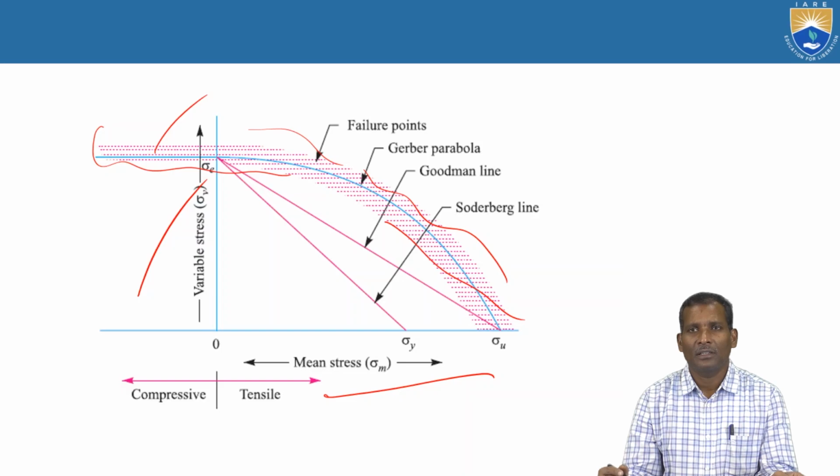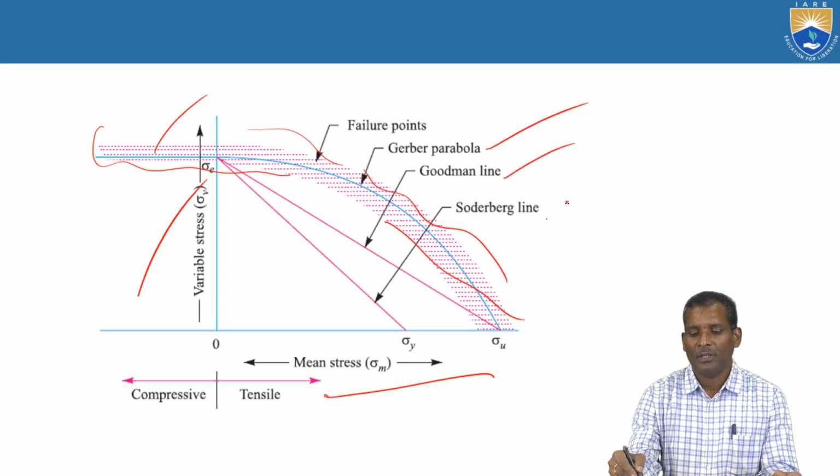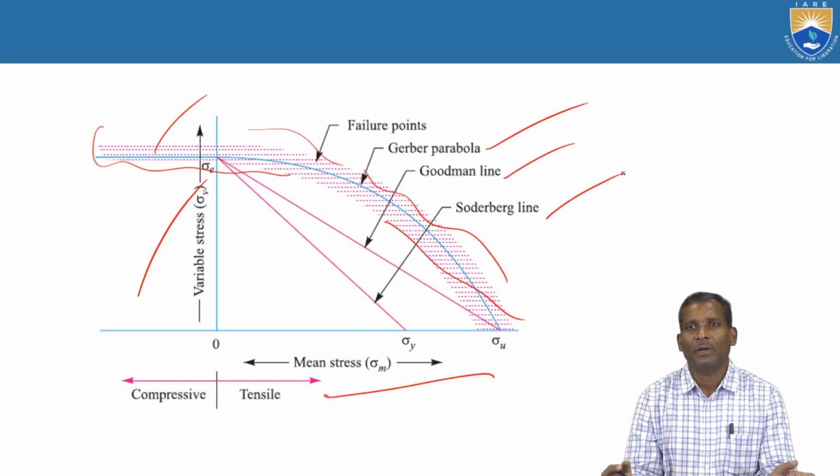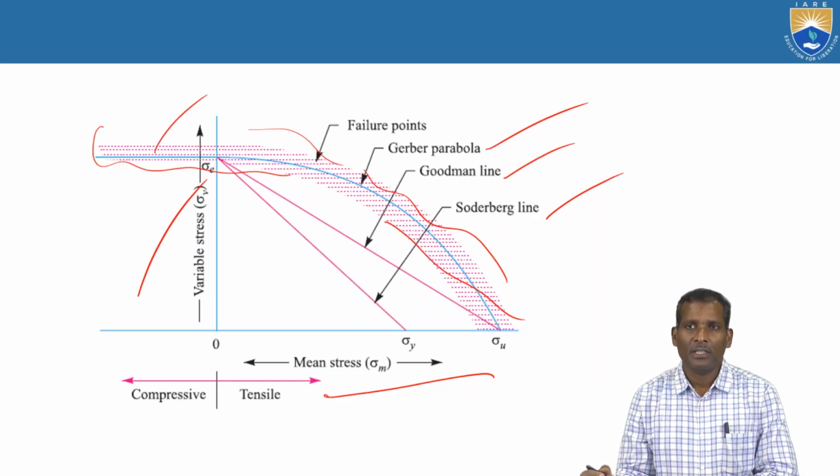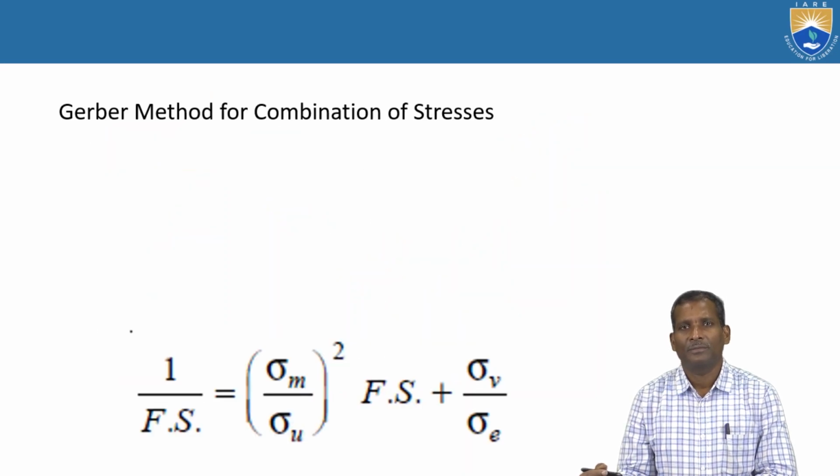If you draw a parabola, a curve from sigma E to sigma U, that is the ultimate strength, this parabola is called a Gerber parabola. So three methods are derived. One by one, I will explain the equation formula for these variable stresses. These empirical relations are very useful for problem solving.